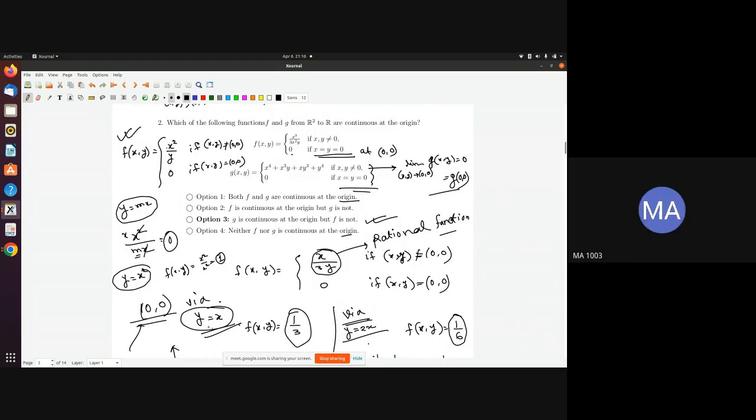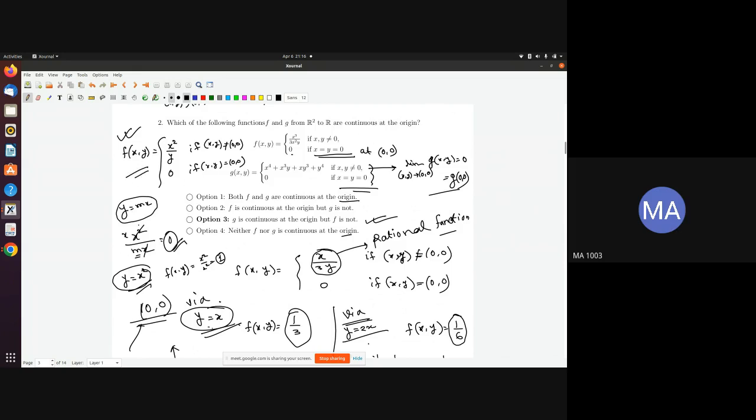If you choose any straight line, the limiting value is 0. It is always the same. But that does not guarantee that the limit exists, because there is another path, y equal to x square, for which the limiting value is 1. So there is a path where the limiting value is not matching. So the limit does not exist in this case also.